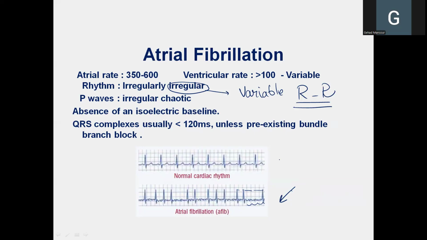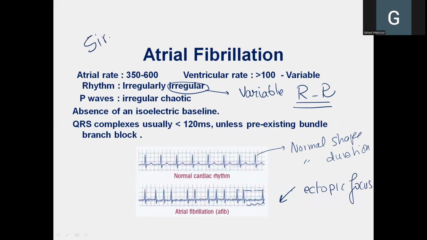The P waves are chaotic, meaning that they are of abnormal shape, and they are irregular. They don't have a regular rhythm. There is no isoelectric baseline. But the QRS complexes have a normal shape and a normal duration. And if you want to know why, this is because here we have an ectopic focus. This is not a sinus rhythm. Why? Because it arises from an ectopic focus in the atrium.